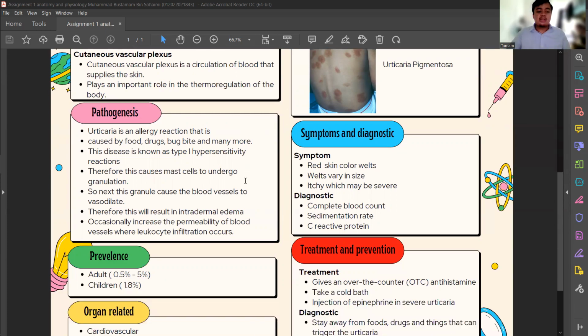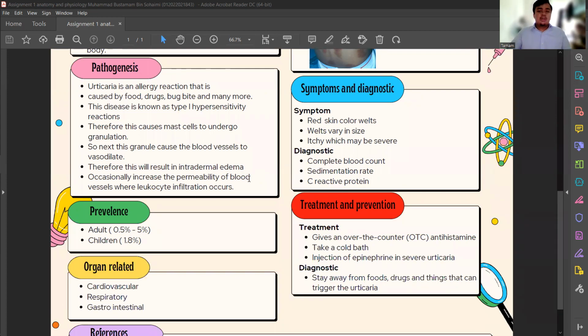Next, the prevalence. The prevalence of urticaria in adults is about 0.5 to 5%, while in children it is 1 to 0.8%. This shows that children have a higher probability of getting urticaria compared to adults.